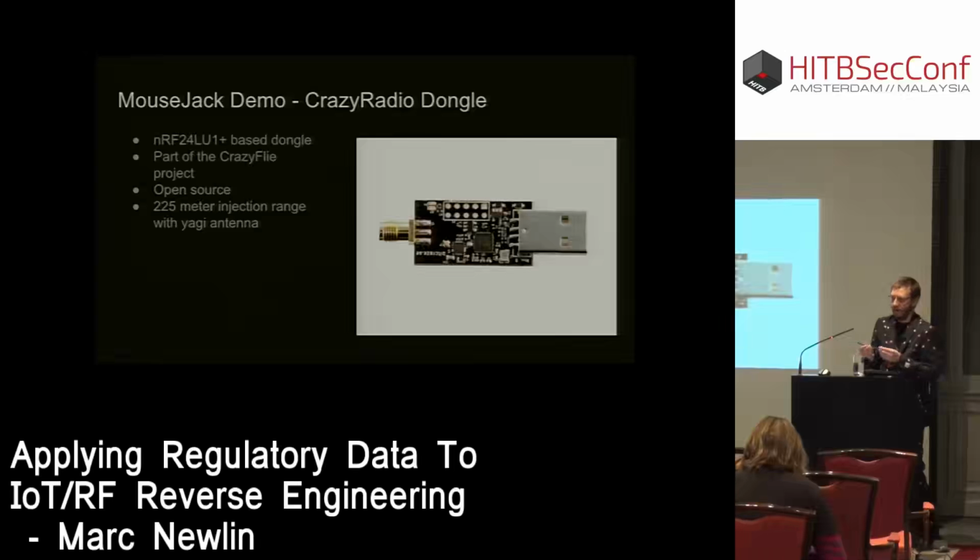And this is nice because once you know exactly how a device operates, you can use something like this, and it does one thing very, very well. It's small, compact, effective, etc. With this, we were able to actually do keystroke injection from 225 meters away using one of these and a directional antenna. So it's a neat little device.